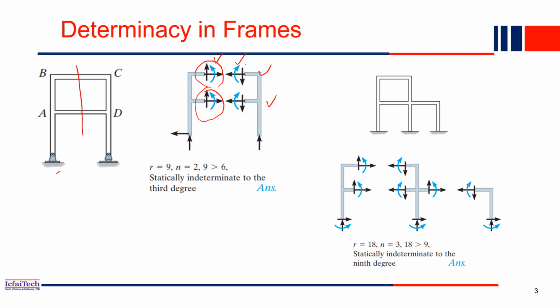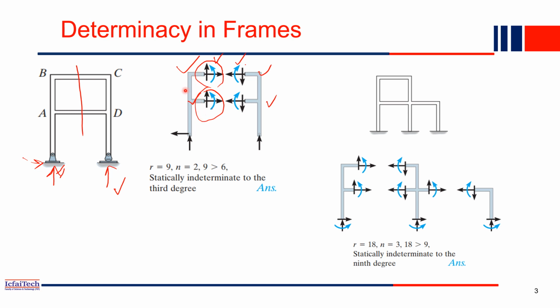Plus, see this support is what? A hinge support. A hinge support has two reactions, one vertical and another horizontal. And this is a roller support, so you have only a vertical reaction. Now how many unknowns do you have in total? Here 2, here 3, and this portion you will get 3, here 3, and this portion also you will get 3. So total unknowns: 1, 1, 2, 3, and here 3, 6, and here 3, 9. So 9 unknowns in total. That's why R equals 9.